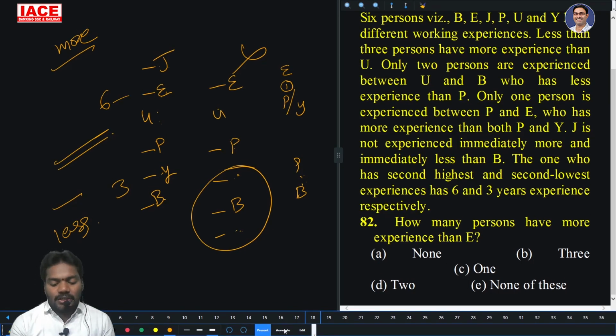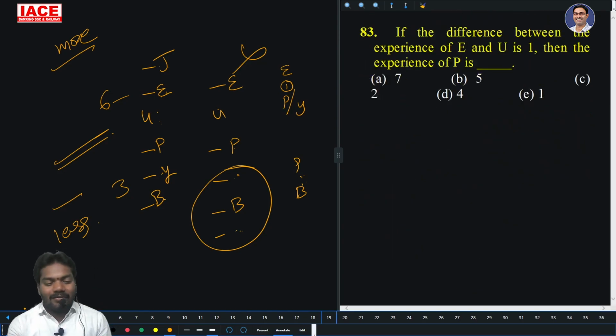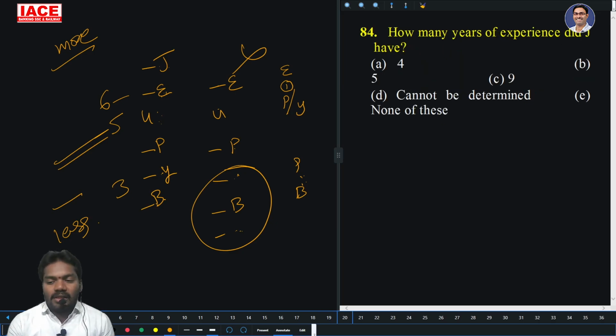So question number 82. How many persons have more than E? One person. Option C. A very tricky one. This is because of experience more or less something. The difference between the experience of E and U is 1. Okay. Then 5 only chances. Then what is the experience of P? 4 years.